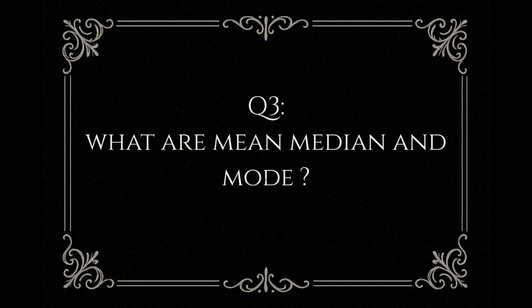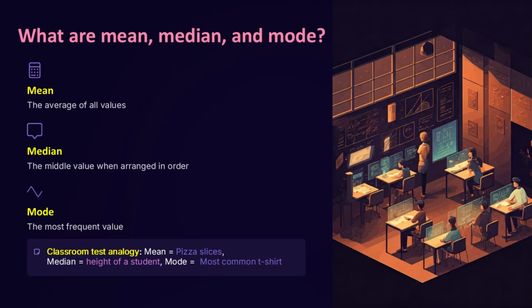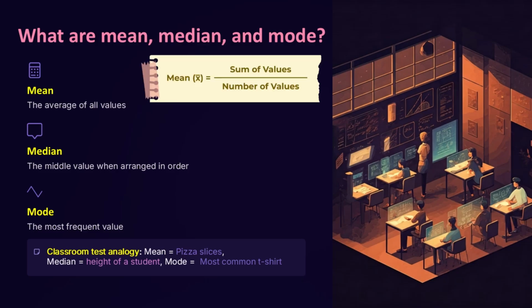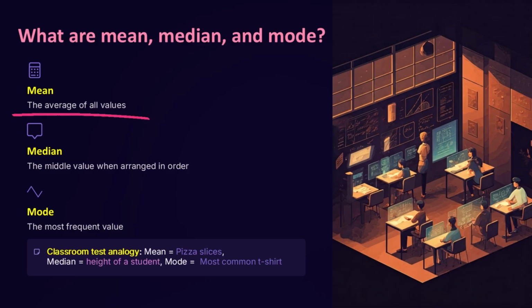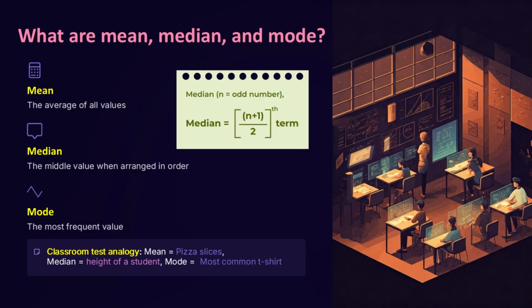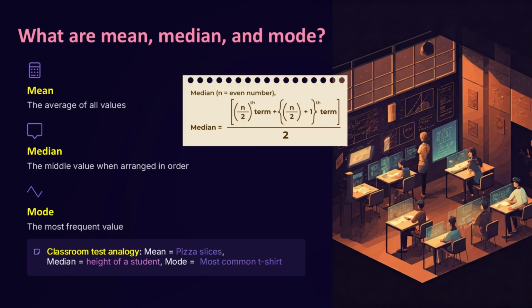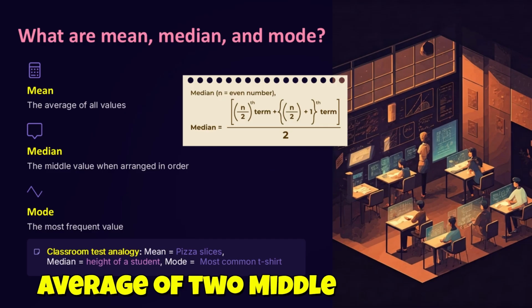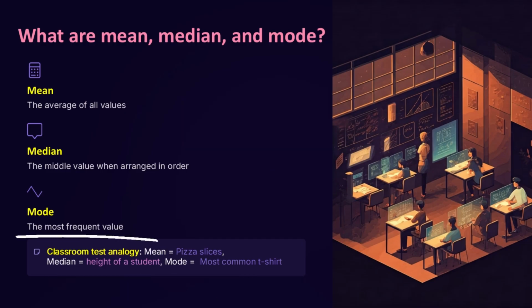What are mean, median, and mode? The mean is the sum of all the values in a dataset divided by the total number of values. It represents the central or typical value of the data. The median is the middle value of a dataset when the numbers are arranged in order. If there is an odd number of values, the median is the exact middle one. If there is an even number of values, the median is the average of the two middle values. And mode is the value that appears most frequently.